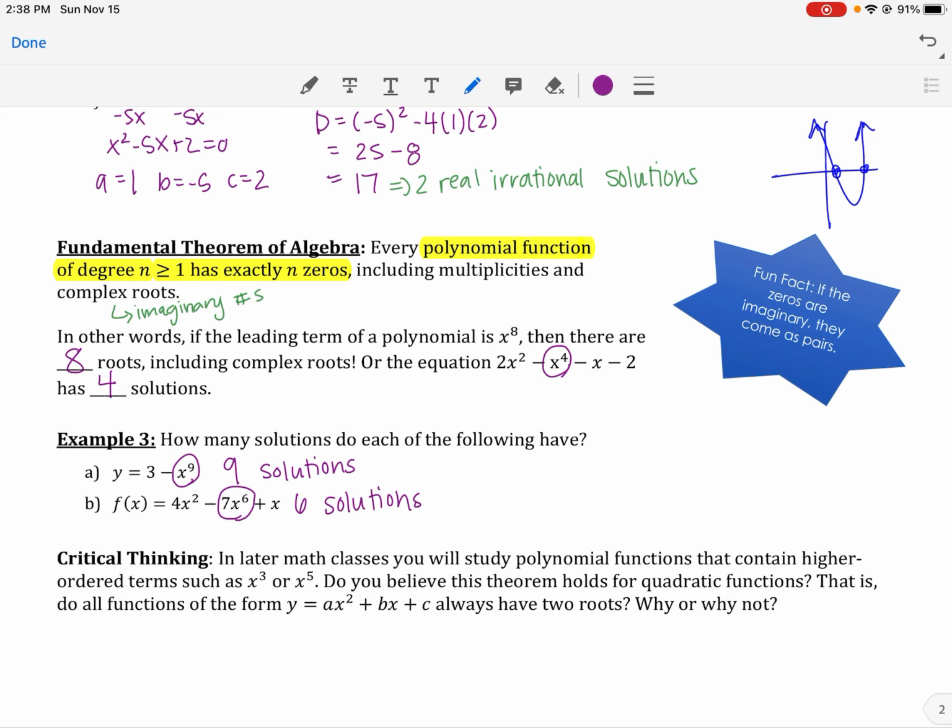So do all functions y equals ax squared plus bx plus c always have 2 roots? Yes. And we talked about, hey, there's either 2 real, there's 2 imaginary, or there's 1 repeated real.